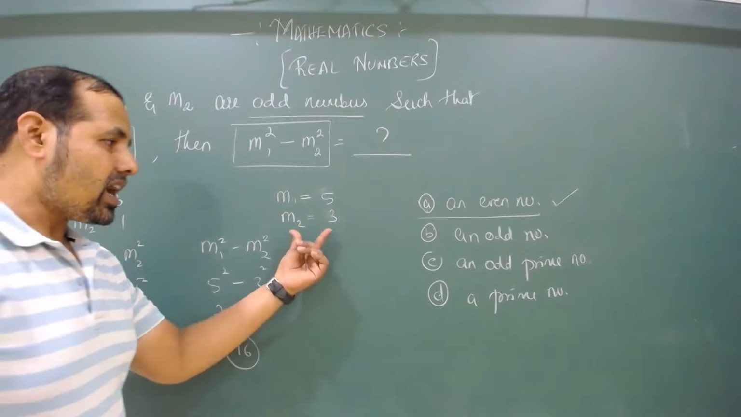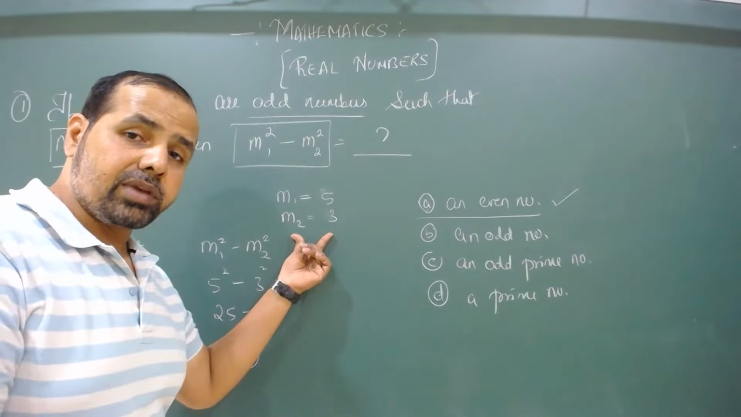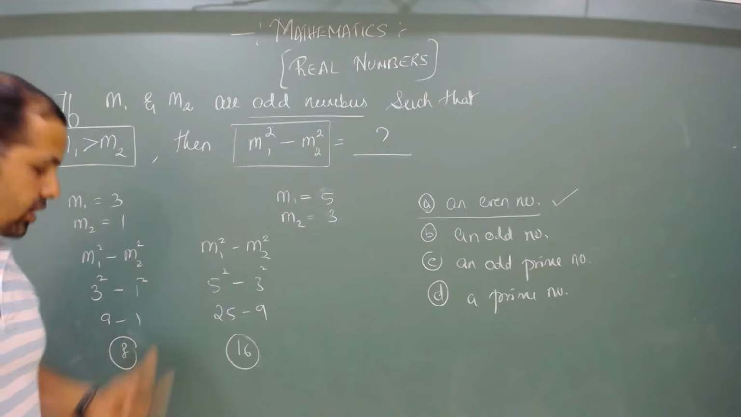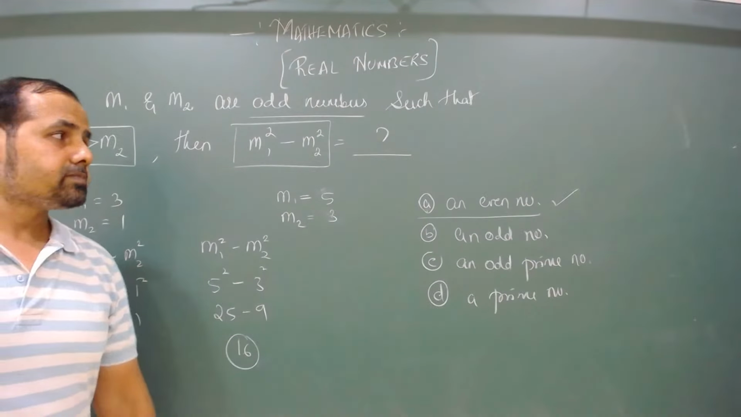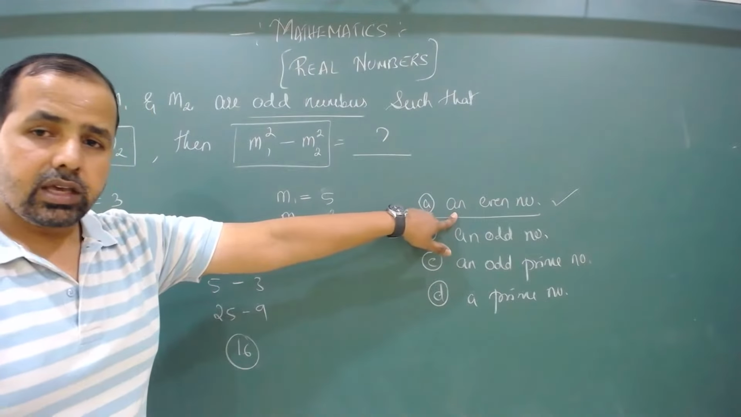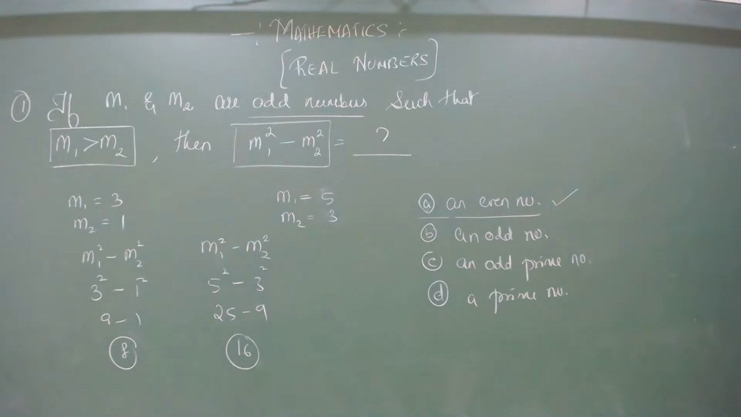So the option would be A. I started with a slightly bigger number. You can even start with the smallest odd numbers, 1 and 3, and conclude with the answer. Therefore, M1 square minus M2 square will always be an even number. Now, let me move on to another question.